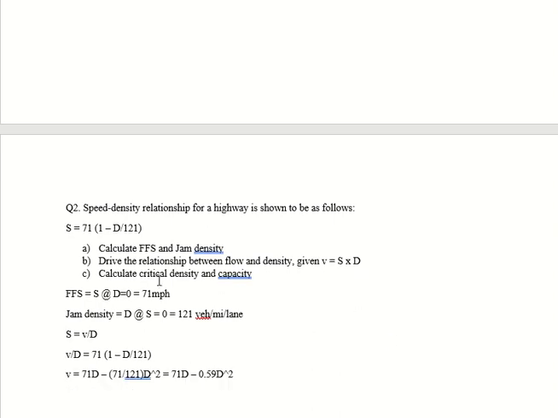Now to find out the critical density, first of all I will take the derivative of this equation. So the derivative of this equation is 71 minus 2 into 0.59 D. And this should be equal to 0, because critical density means when the flow is maximum. Flow is maximum means the slope is 0. So this will give me critical density.